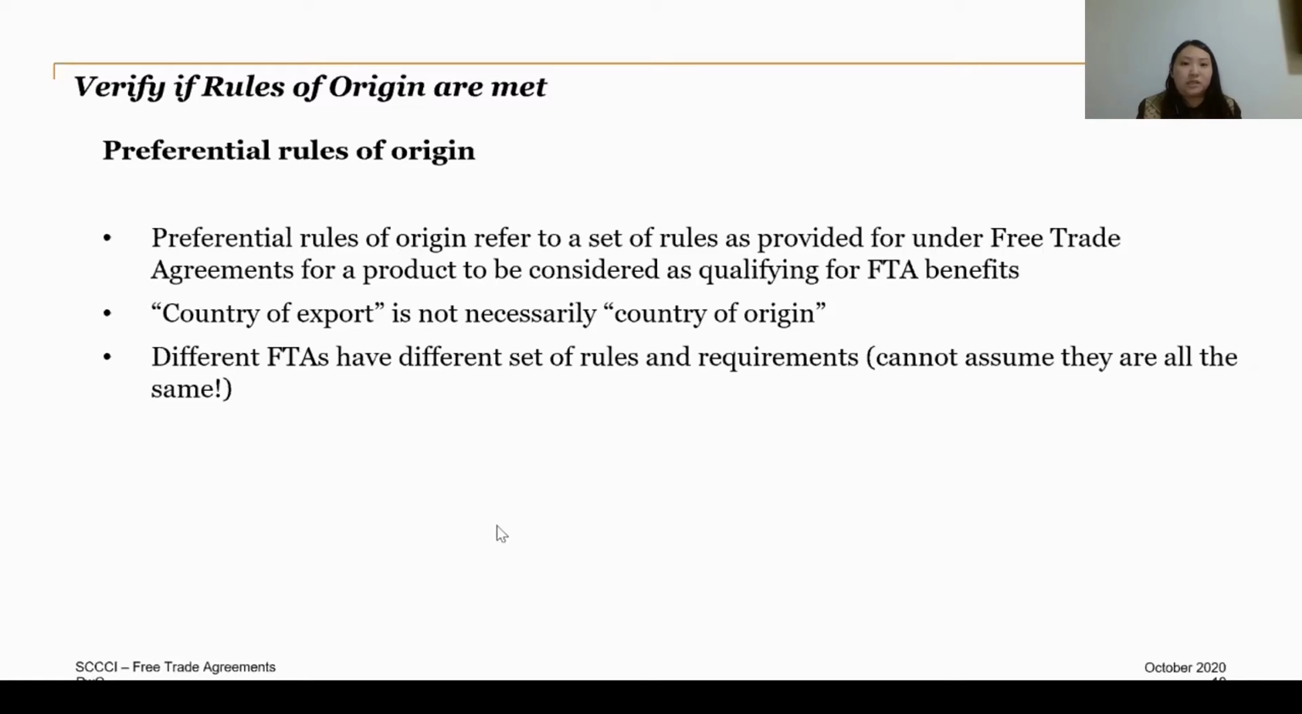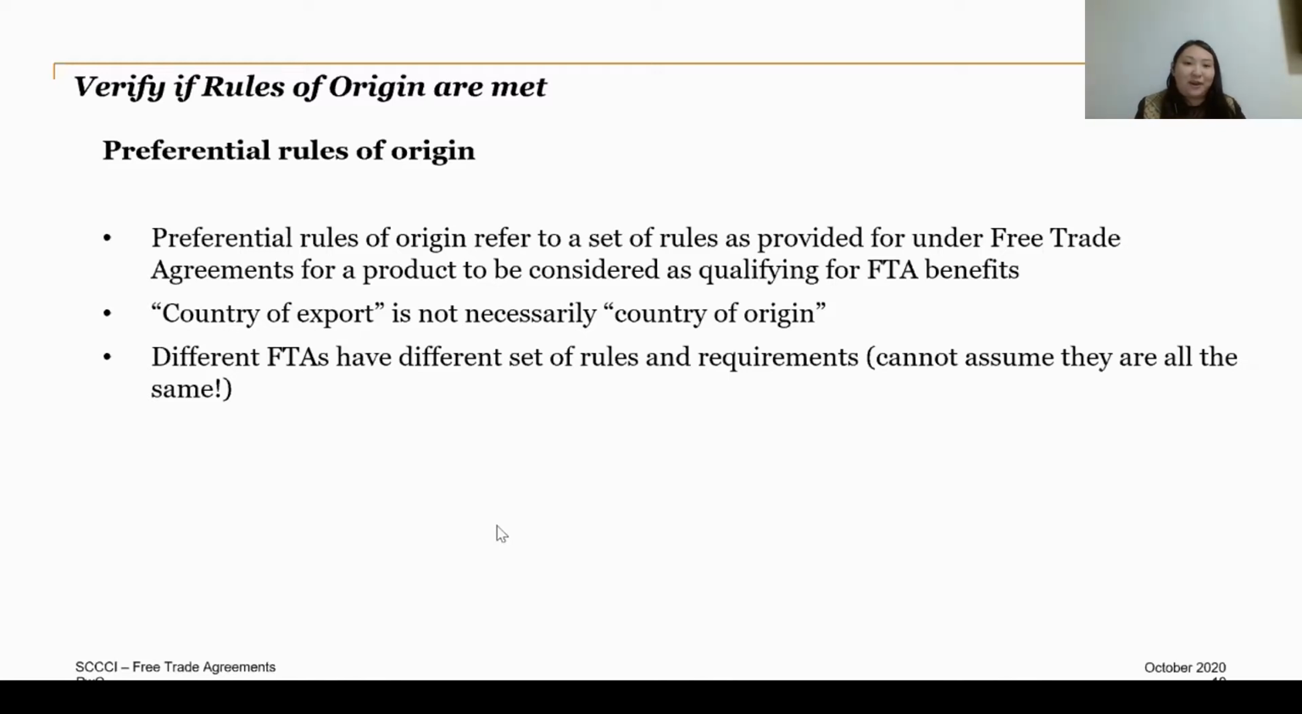to avoid this, every FTA has in place its own rules of origin that say only if you meet this rule, then your product will qualify as originating in that country, and then you would be able to issue the documentary proof to say origin is Singapore, for example. So the thing to note is that every FTA has its own set of rules of origin.